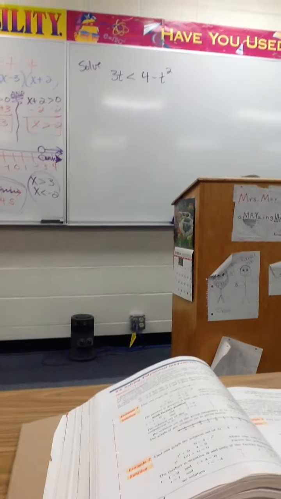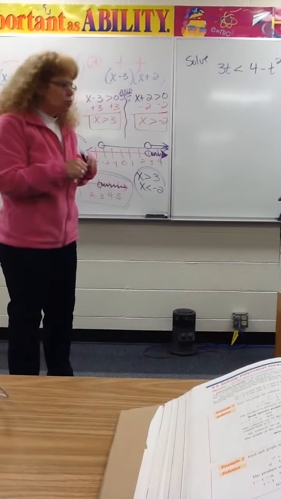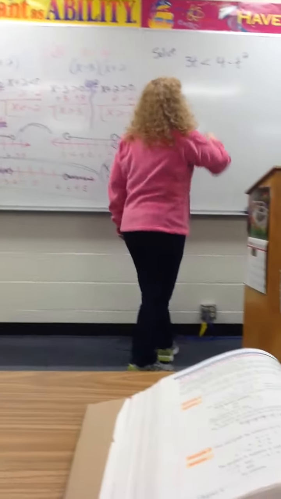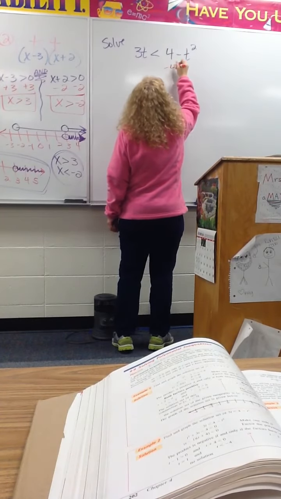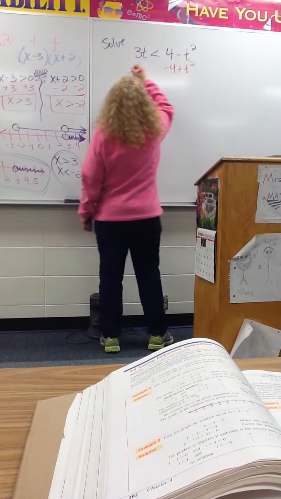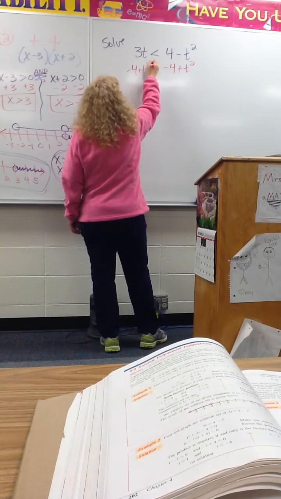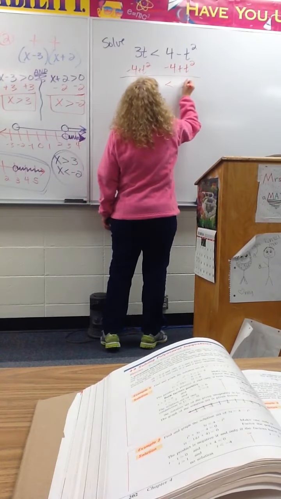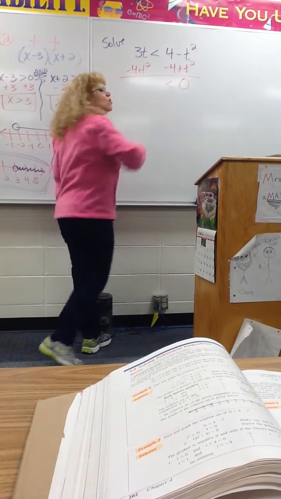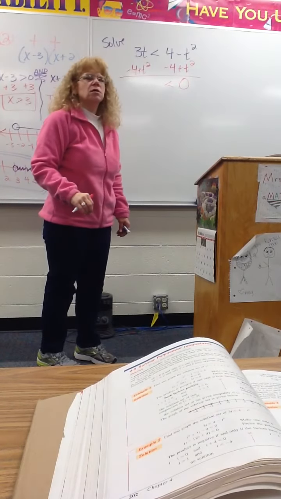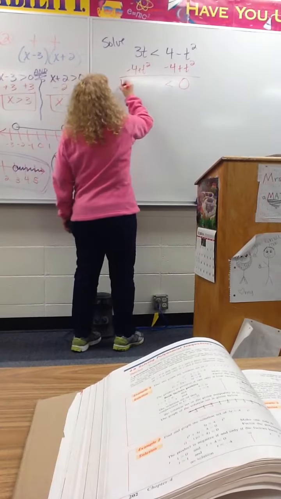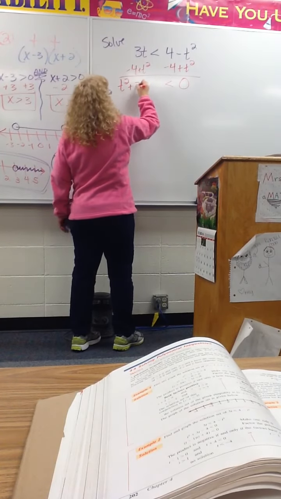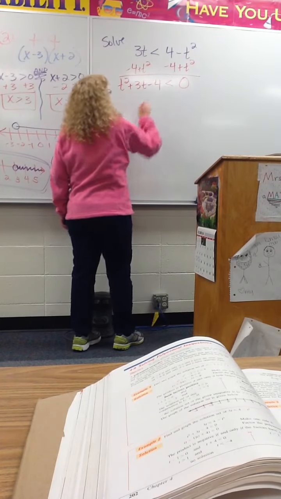First of all, you have to have 0 on one of the sides, which we don't have. That'd be the easiest part, and I like my t squared positive, so I'm going to minus 4 and add t squared. So I have 0 on this side. Over here, you have to put it in order: t squared plus 3t, take away 4.